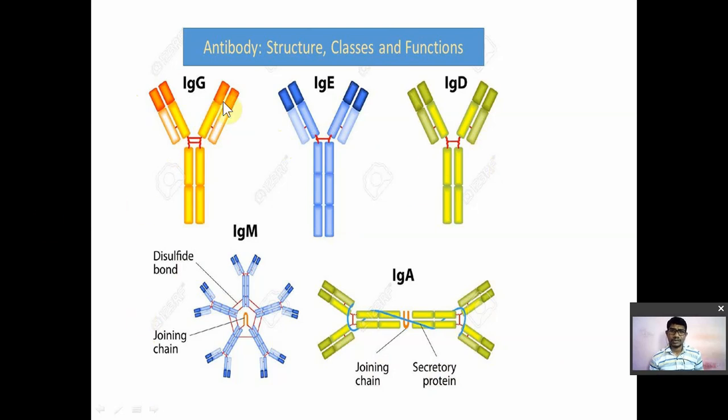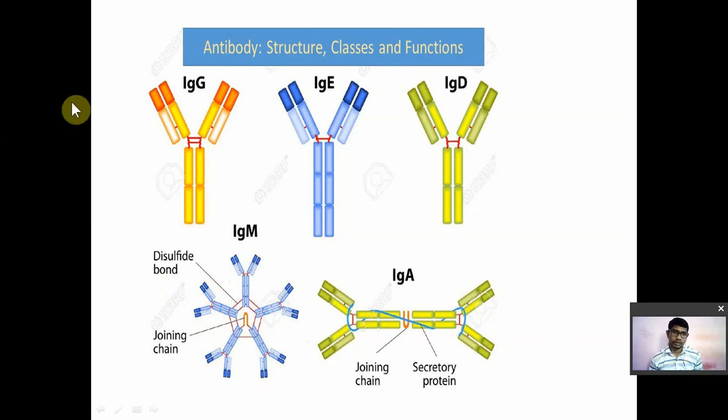Every antibody has a different role and a different feature. As you can see in this diagram, immunoglobulin G is a monomer, immunoglobulin E is a monomer, immunoglobulin D is also a monomer, but immunoglobulin M is a pentamer. You can see 1, 2, 3, 4, 5. There are 5 units of antibody joined together to form immunoglobulin M. So it is a pentamer. These units are joined together by disulfide bonds. Here you can also see that immunoglobulin A is a dimer.